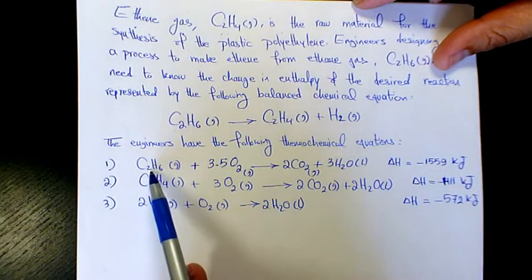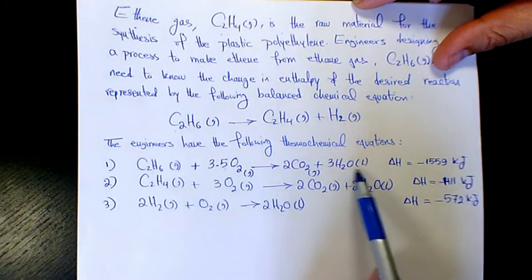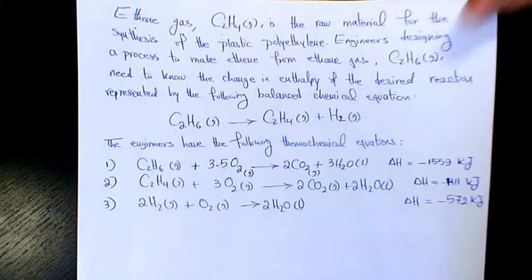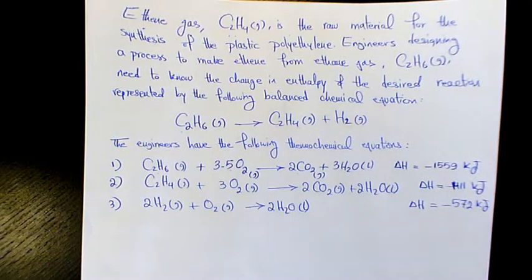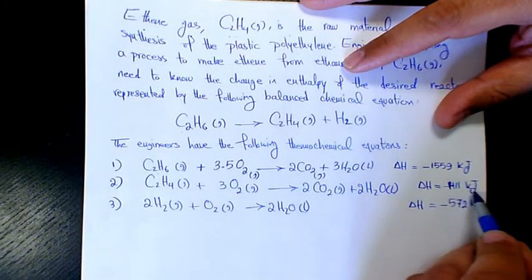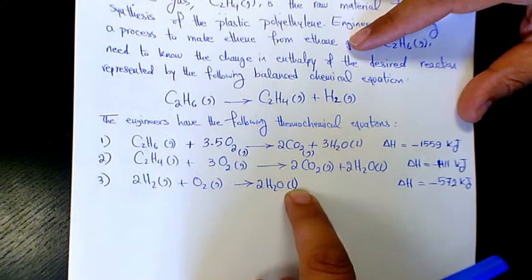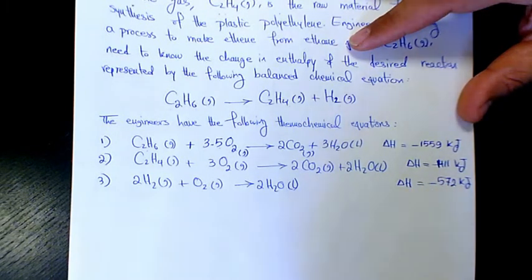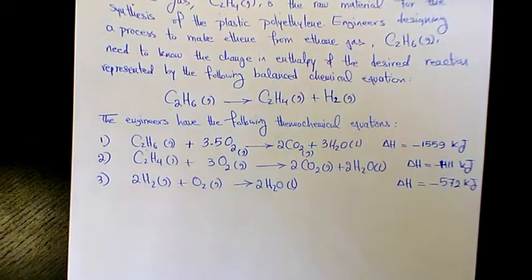First of all, ethane plus 3.5 oxygen is going to give us 2 CO2 plus 3 H2O in liquid phase. Delta H is negative 1559 kilojoules. Second one is C2H4 plus 3 oxygen is going to give us 2 CO2 plus 2 water. It's going to give us negative 1411 kilojoules. And the third one is 2H2 plus O2. It's going to give us 2H2O in liquid phase. And delta H is negative 572 kilojoules.